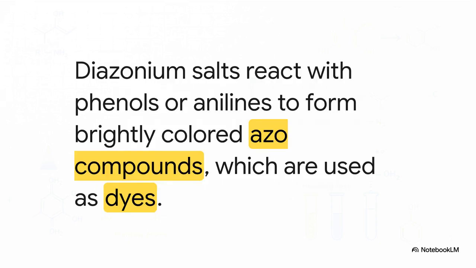But maybe the coolest, and definitely the most colorful reaction they do, is called a coupling reaction. This is where you take a diazonium salt and react it with something like a phenol or an aniline. What you get are these things called azo compounds. And because of their structure, these molecules are almost always brightly colored. In fact, this is the exact chemistry behind a ton of the synthetic dyes used in clothes and all sorts of other stuff.